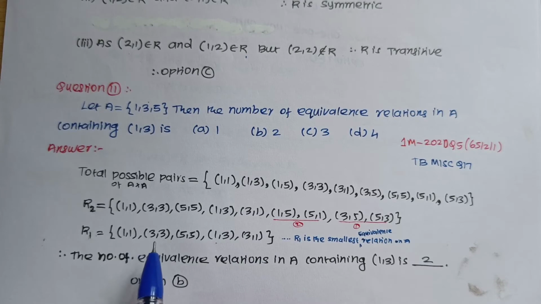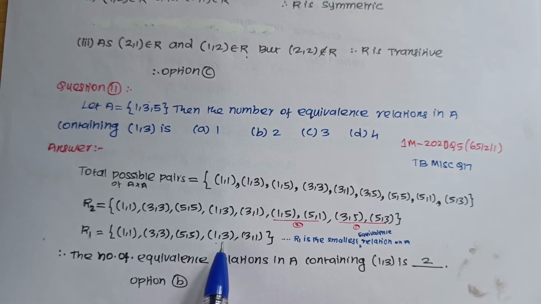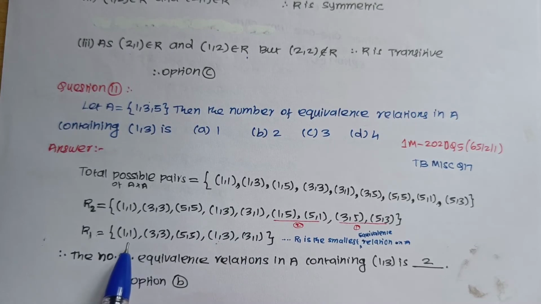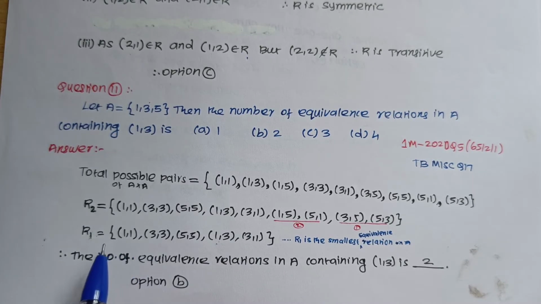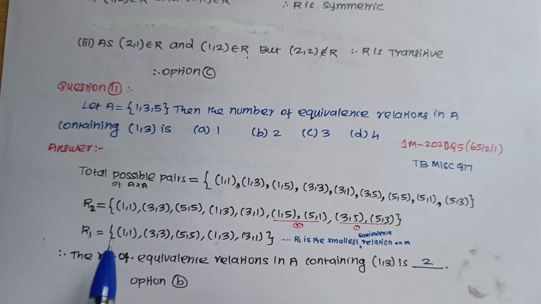See, we have 1 comma 3 and 3 comma 1. Then we need to prove transitive, right? Then we have A comma B, B comma C belongs to R. Then 1 comma 1 also belongs to R1, right? So this R1 satisfies reflexive, symmetric, transitive. So it is an equivalence relation. So R1 is the smallest equivalence relation on A.